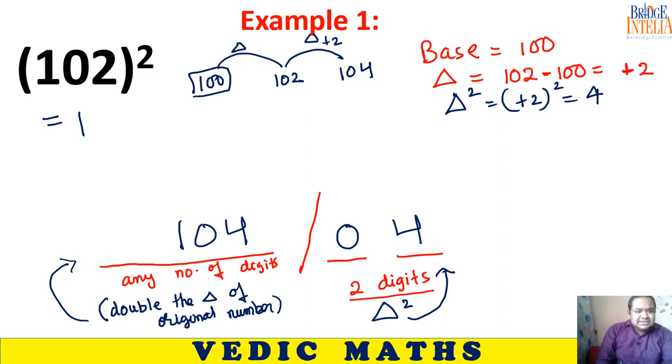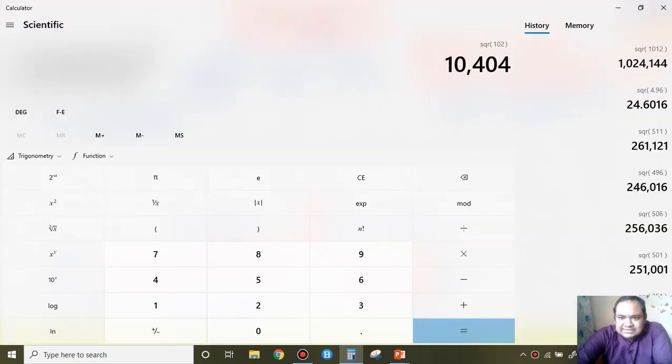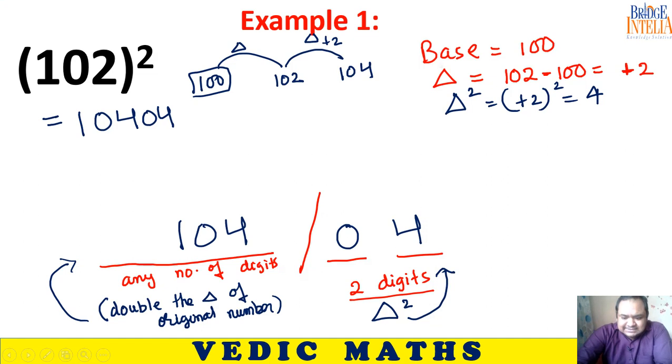So this is equal to 10404. Let us verify using calculator. So 102 whole square. What is the value? 10404, you can see 10404, and the shortcut also tells us the same answer. Let's take one more example, you will understand, things will become more clear.